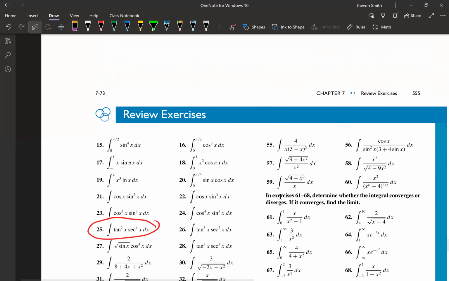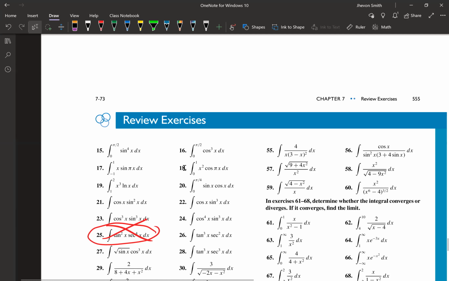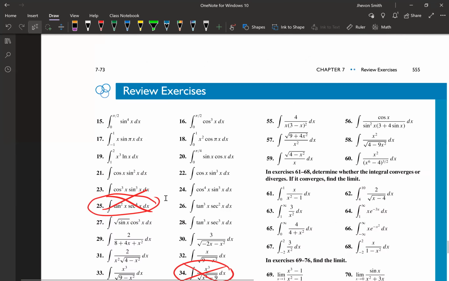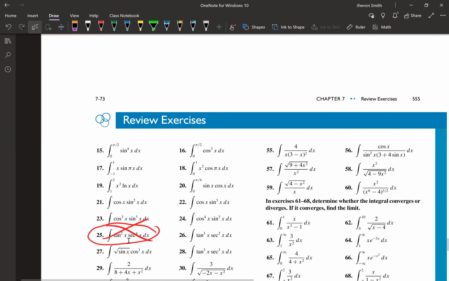Oh man, what is this one? A trig identity. Double angle. That's not the double angle formula. You'd save a secant squared, change the other secant squared to tangents, then do u equals tangent, right?